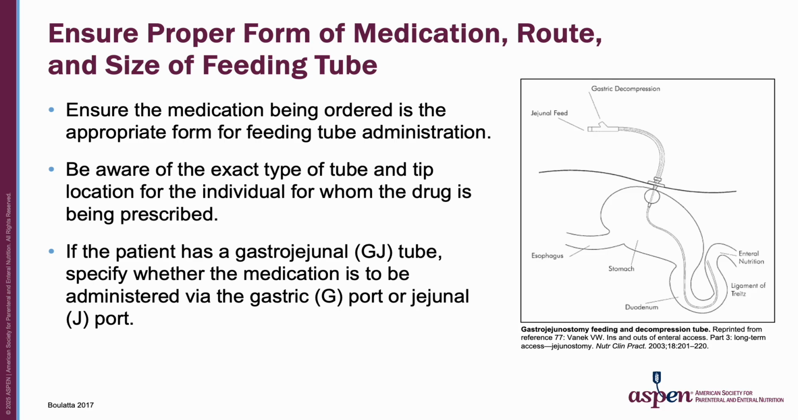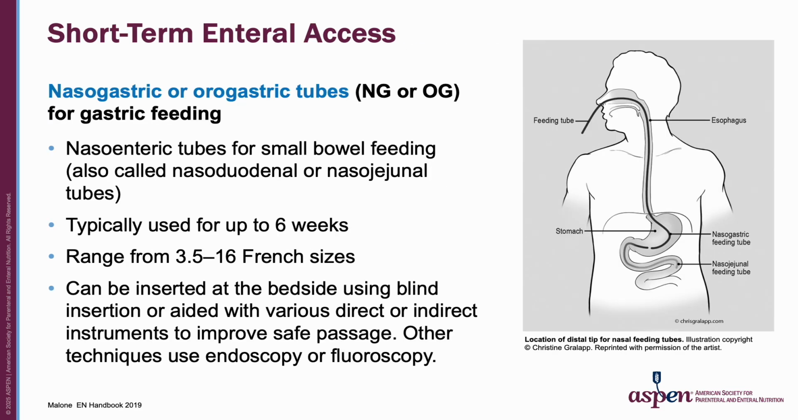Generally speaking, the gastric route, or the G port, is the preferred port for medication delivery if it is safe to do so. For those not familiar with enteral access, there are short-term and long-term feeding tubes. Nasogastric or orogastric tubes, NG or OG, for gastric feeding. Nasoenteral tubes for small bowel feeding, also called nasoduodenal or nasojejunal feeding tubes.